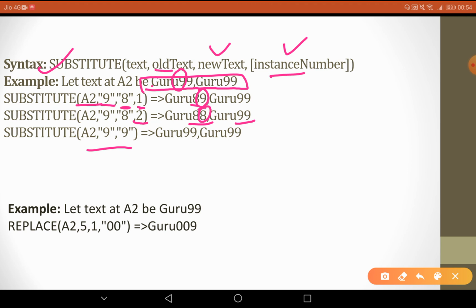Okay. And if we see the replace function, similarly in Guru 99, 5 is the position number, so 5 is this, and 1 is the number of characters, so this is only telling about this character. This will be replaced by 00, so it has been replaced by 00.